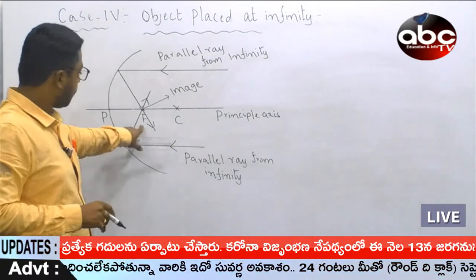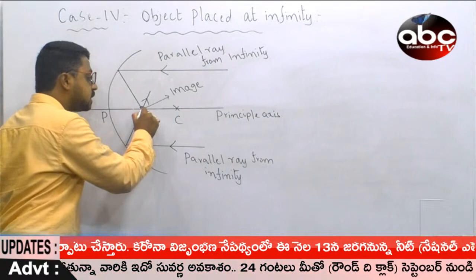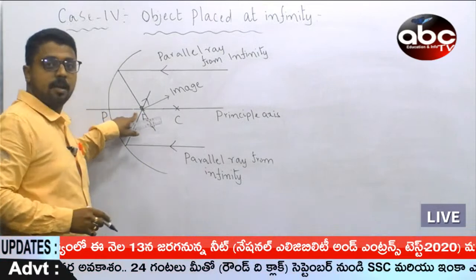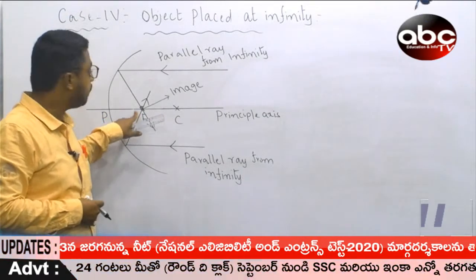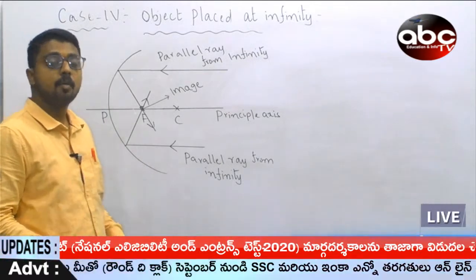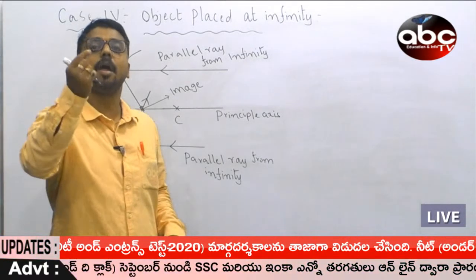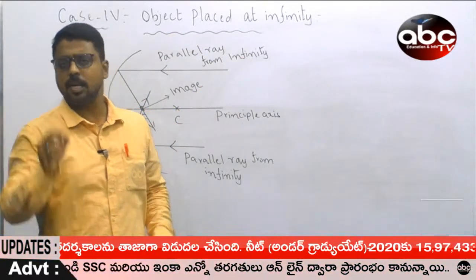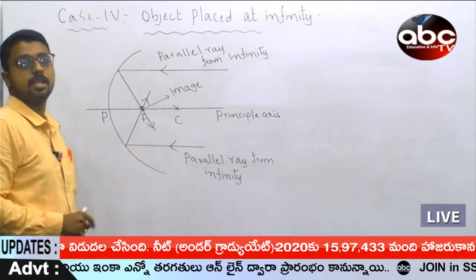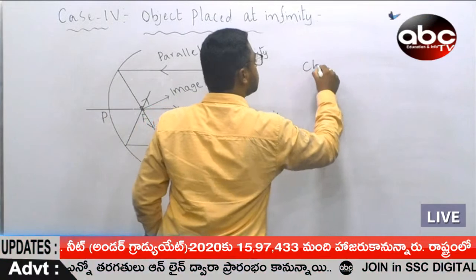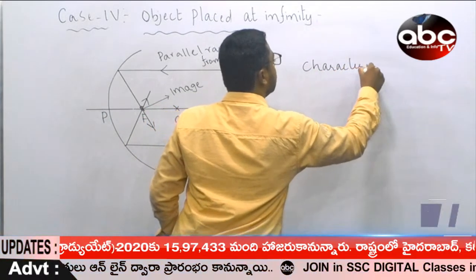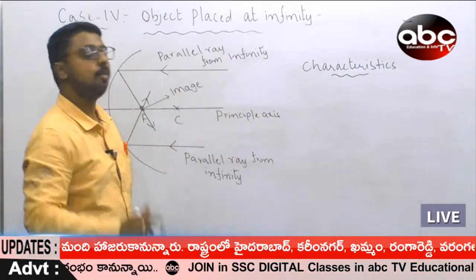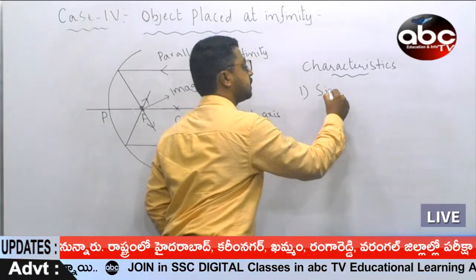But listen once: the focus is such a small point, so how can an image form there? Even if it does, it is very minute or point sized, as if we are seeing a distant object, like a nail, small. So here the characteristics of the image are, point number 1, the size.